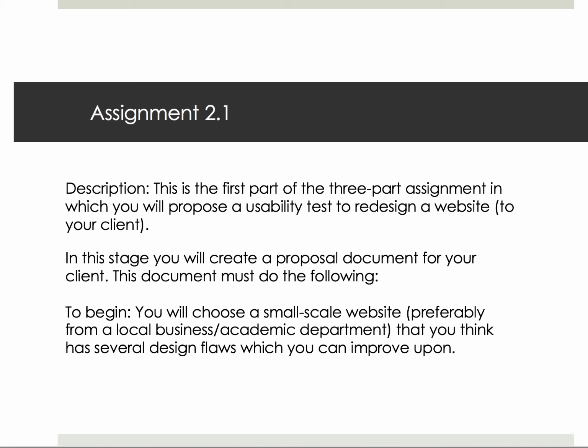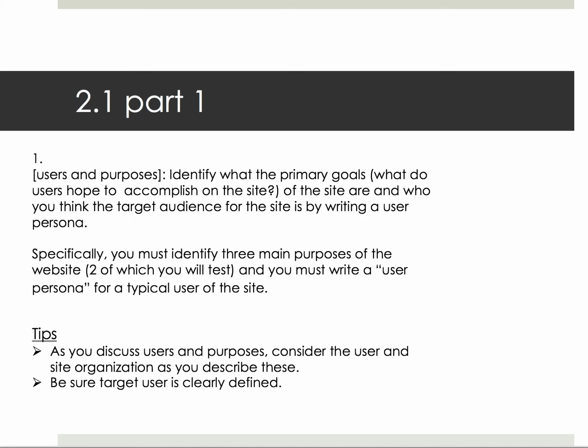So here's what you need to do. First of all, before you even start your brainstorming, your writing, your drafting, you've got to choose a small scale website, preferably a local business or an academic department. You will find a lot of not user-centered websites in this kind of smaller local business or academic department area. But pick one that you see just from looking at it has several flaws which you can improve upon. So that's your first step: you've got to pick that crappy website.